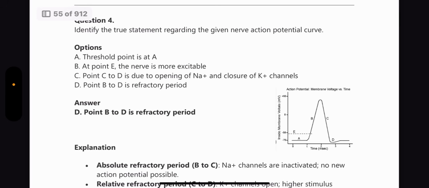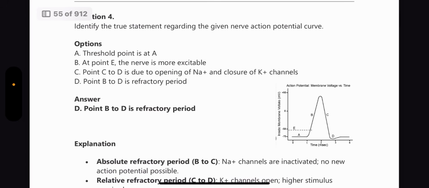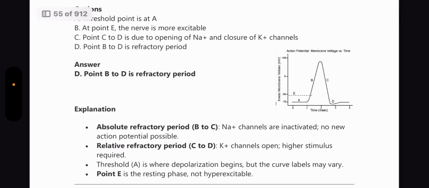Next, identify the true statement regarding the given nerve action potential curve. Answer is point B to D is the refractory period in the given image. So absolute refractory period is from B to C. Sodium channels are inactivated here and no new action potential is possible here. And the relative refractory period is from C to D, where the potassium channels open and a higher stimulus is required.